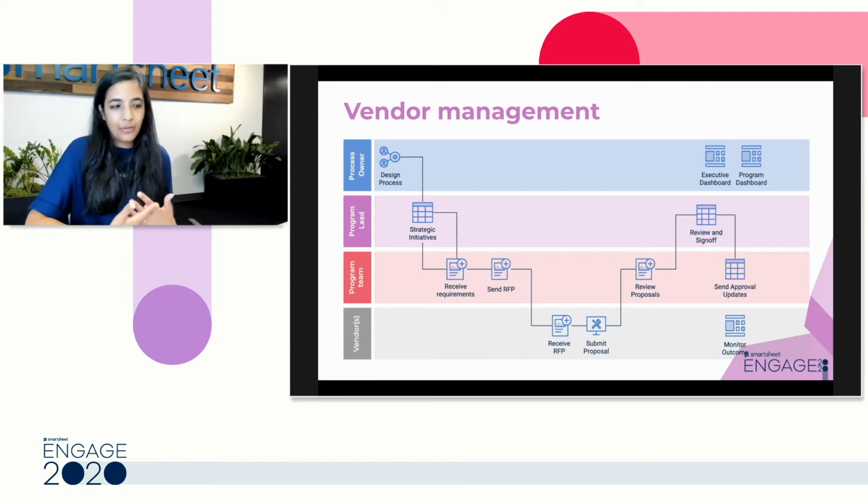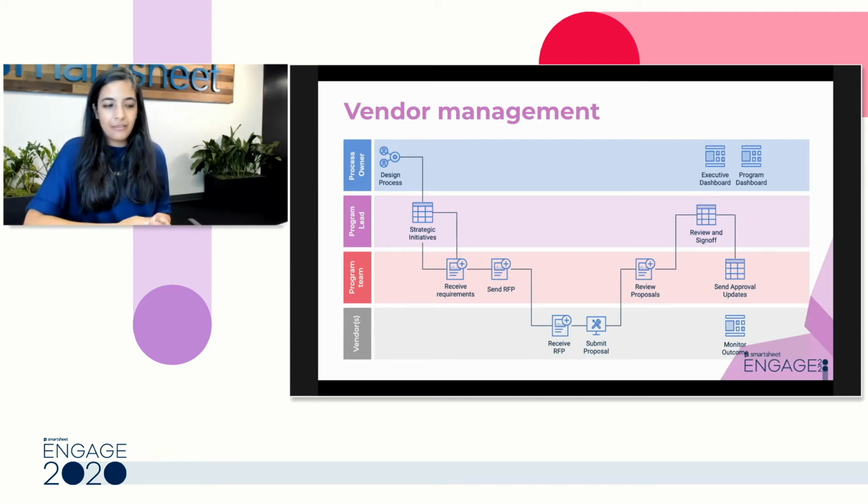Let's say we had a program team that's responsible for gathering certain industrial parts from a bunch of vendors. They've received the requirements from their management, and they've sent out a request for proposals to n number of vendors. The vendors have received the proposals and submitted them. The program team goes back and reviews them, and once they've picked the one they like, they send it off to their manager for approval. Once the manager has approved it, the vendor is notified, and the vendors can go in at any point and check in on the status of their proposals.